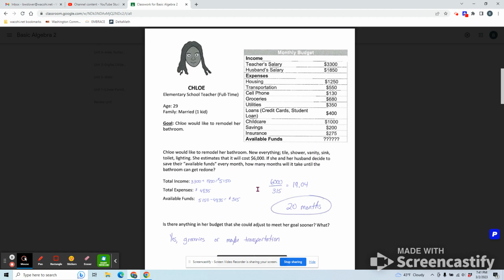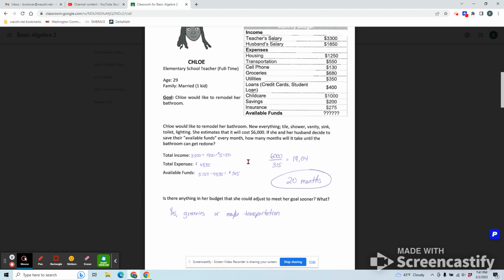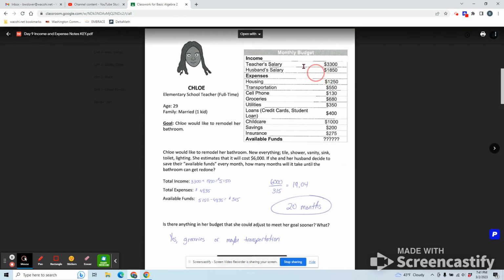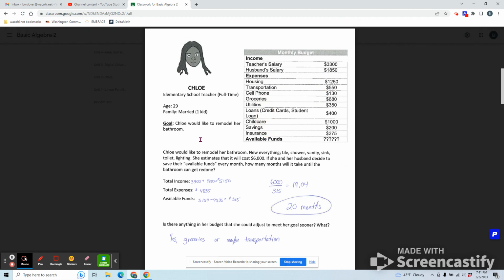Next example is Chloe. Chloe's an elementary school teacher. She's married and has one kid. She wants to remodel her bathroom. Here is their monthly budget. Their goal is a new bathroom, new everything: tile, shower, vanity, sink, toilet, lighting, everything. She estimates that it's going to cost $6,000.